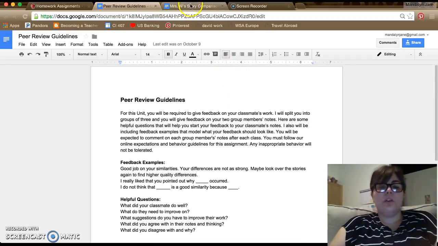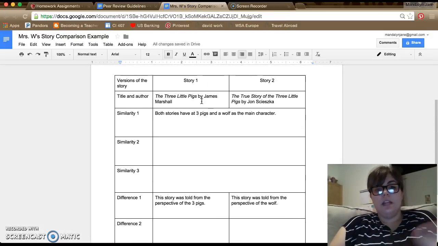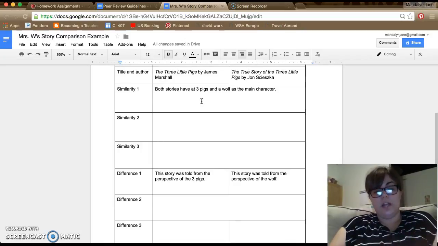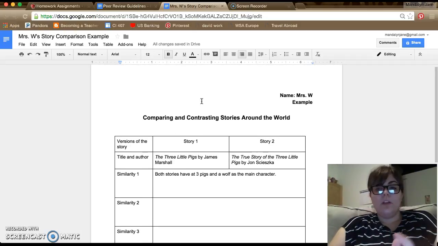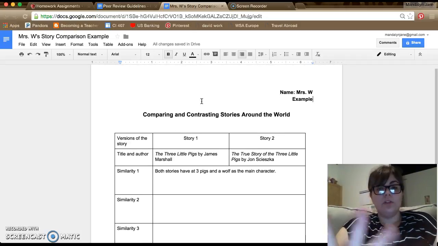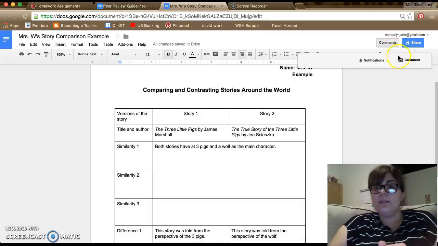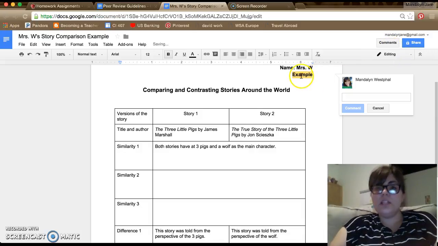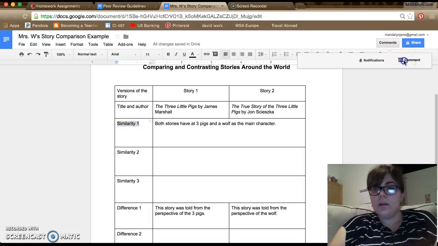So I'm going to show you on my story comparison notes. Obviously, as you can see, I did not finish mine, like all of you should have today. So later on, you guys will go on after I post your group members' forms, and make some feedback. To make feedback, you go to comments, comment, and then you just highlight what you are making a comment on. So I'm going to highlight similarity, comments, comment.